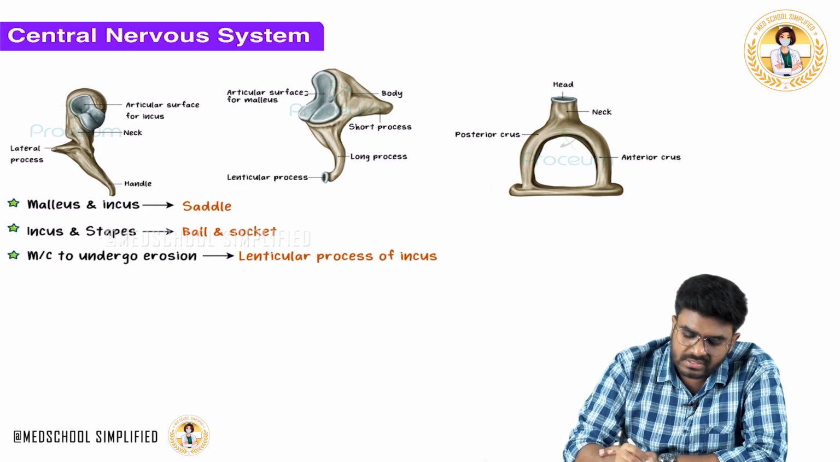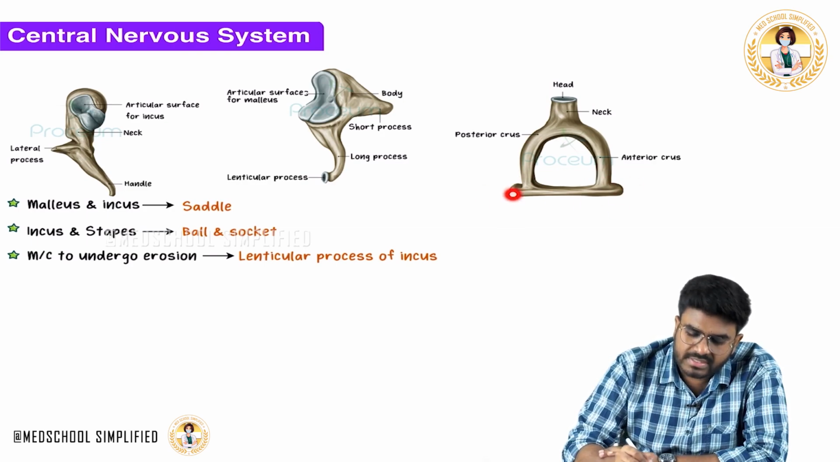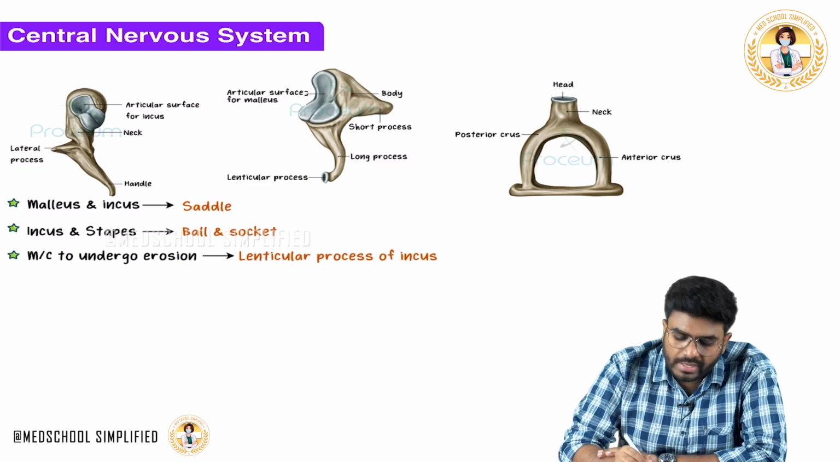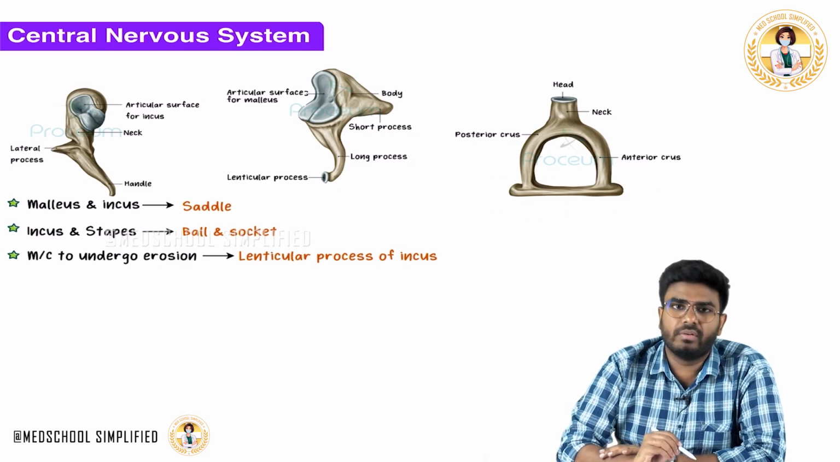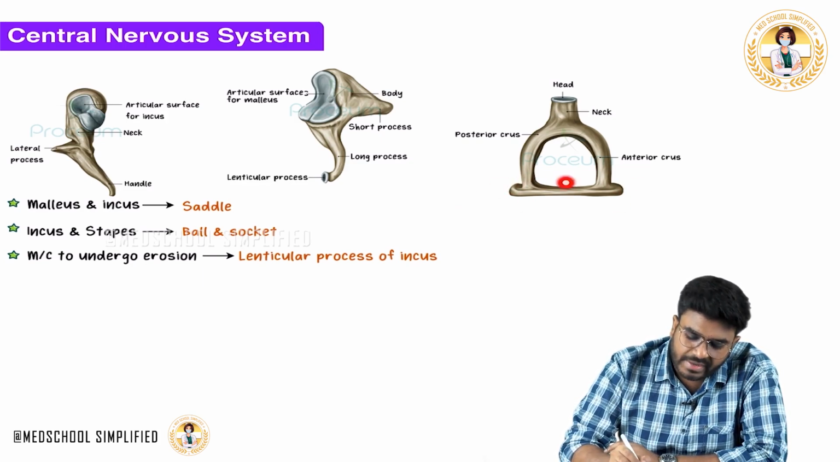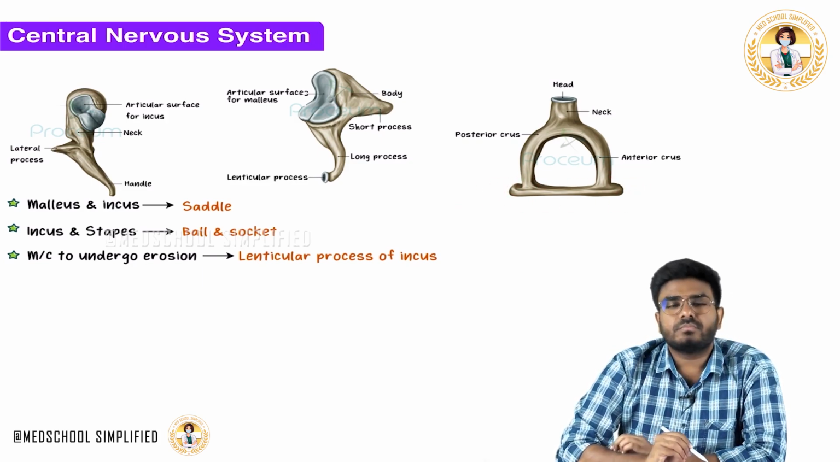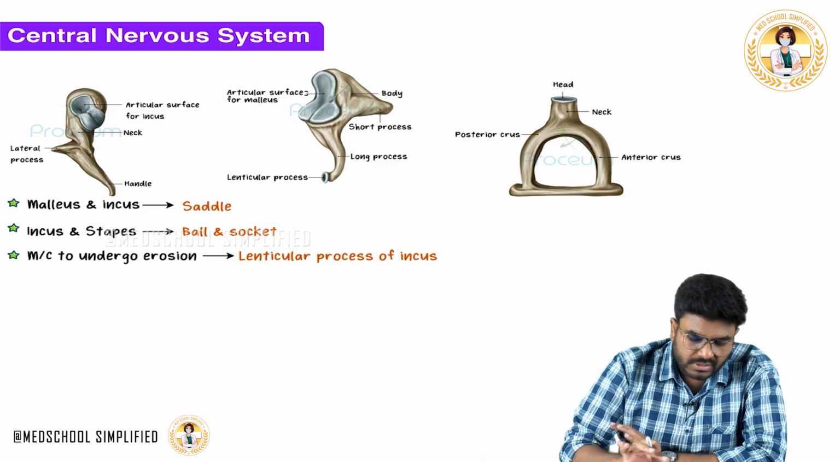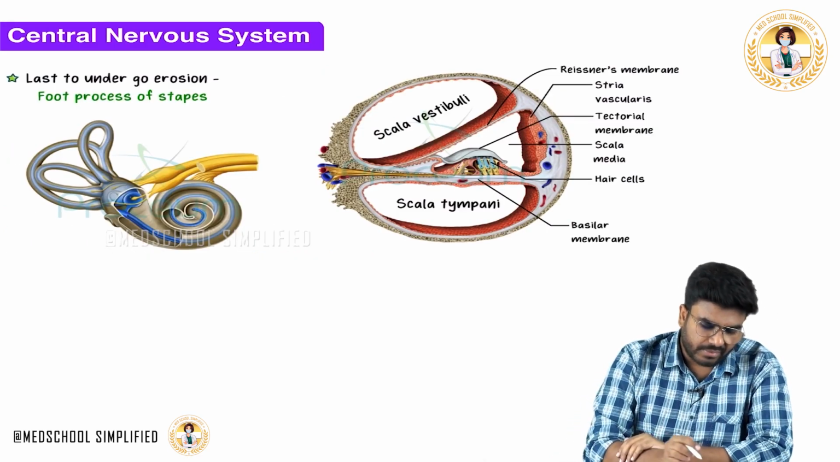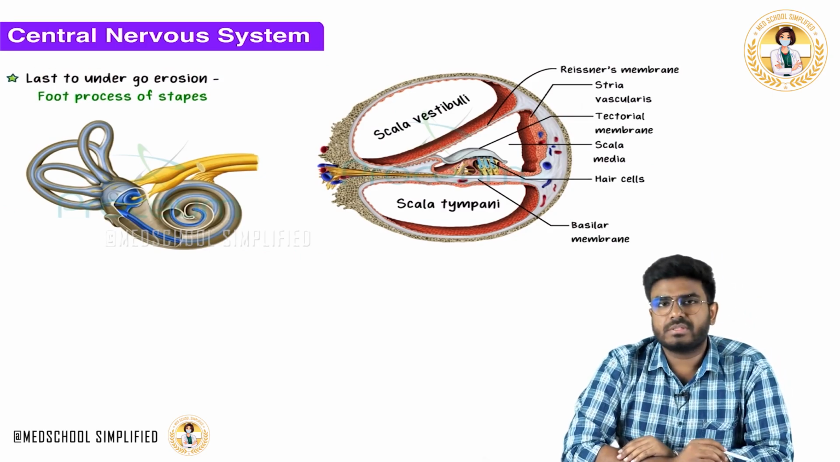stapes. Now this is the stapes bone. This area is called the foot plate of stapes. It is going to open into the oval window. So this area will never ever undergo erosion. These are some basic points which I want you to know. Now after this, please look here, guys. The last to undergo erosion is the foot plate of stapes.